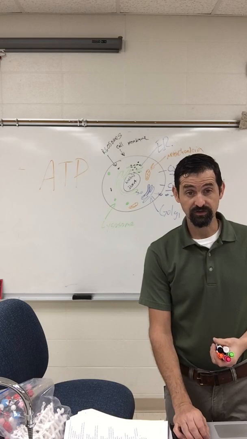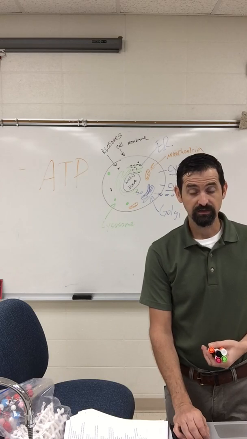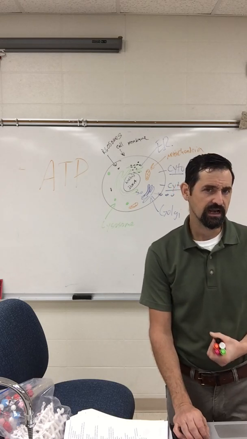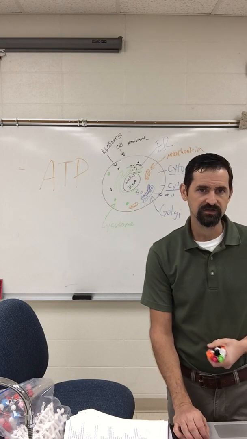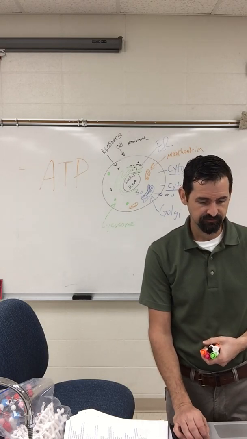Sometimes plants will have a large storage chamber called a vacuole. Animal cells tend to not have big vacuoles. Instead, we just use lysosomes to store things.